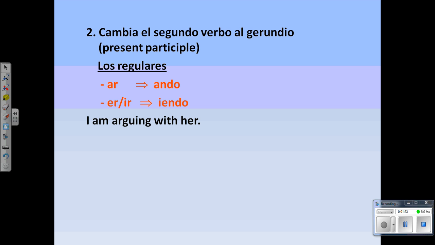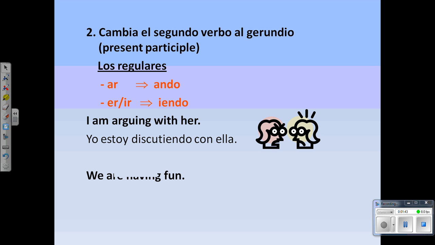For example, I am arguing with her. I am, okay, you would not use ser, you would use estar. Yo estoy. To argue is discutir, right? That's a lesson 1 vocab word. So you would take discutir, take off the -ir, and add -iendo. So yo estoy discutiendo con ella. I am arguing with her.